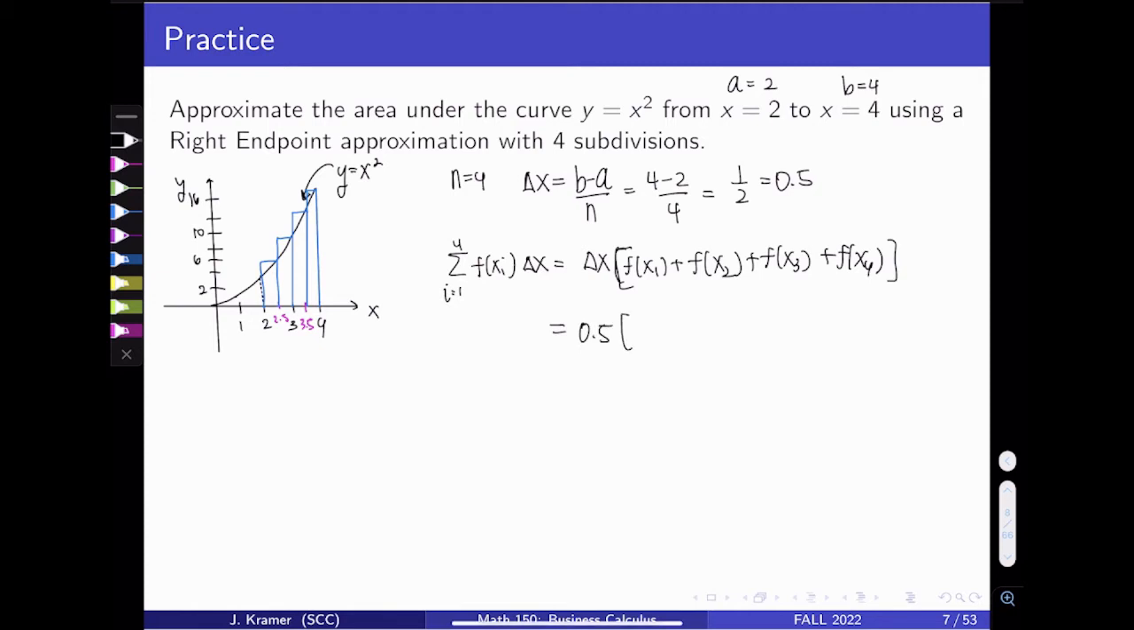f of 2.5 would be 2.5 squared. f of x2 is f of 3, which is 3 squared. f of x3 is 3.5 squared, and f of x4 is 4 squared. So remember our f function here is y equals x squared. Then you can plug this in your calculator and get your right-hand estimation. The area underneath x squared from x equals 2 to x equals 4 is approximately 21.75 units. And we'll say units squared since it represents an area.